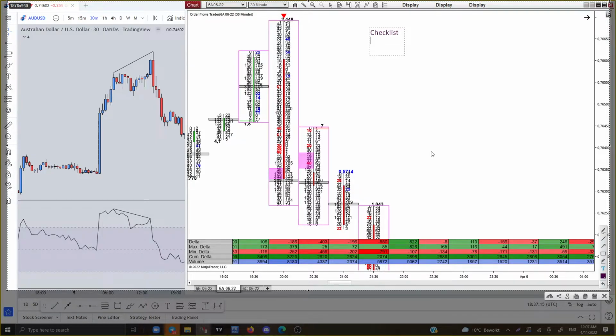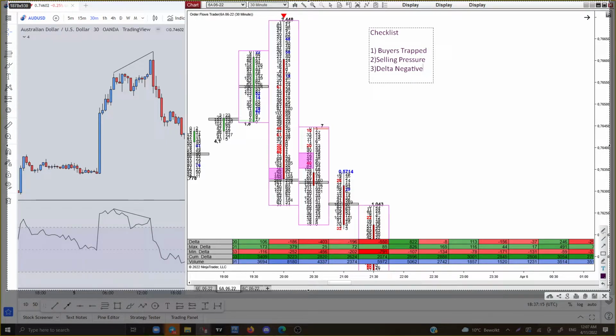This is our checklist. First, in this case, because it's a sell setup, buyers trapped; second, selling pressure; third, delta negative.